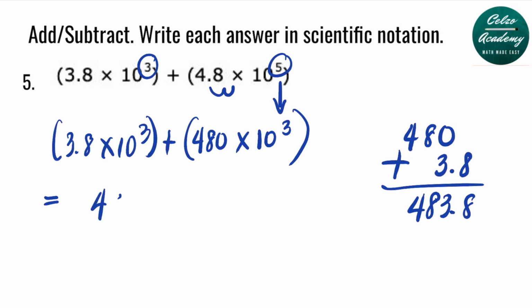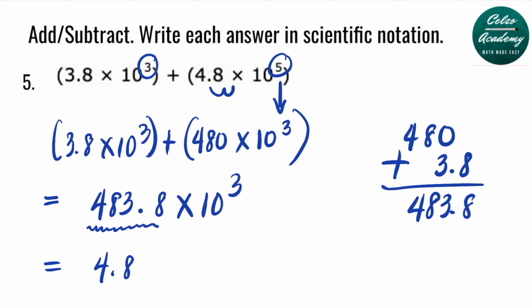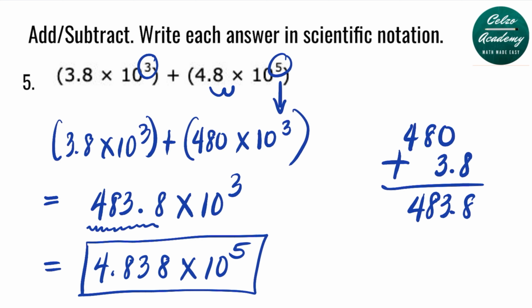We will have 483.8 times 10 to the third power. And again, we need to simplify this further because our a value can't be more than 10. And that becomes 4.838. What do you think will happen to the power? The power will be increased by 2. So 3 plus 2, that becomes now 5. So the answer is 4.838 times 10 to the fifth power.